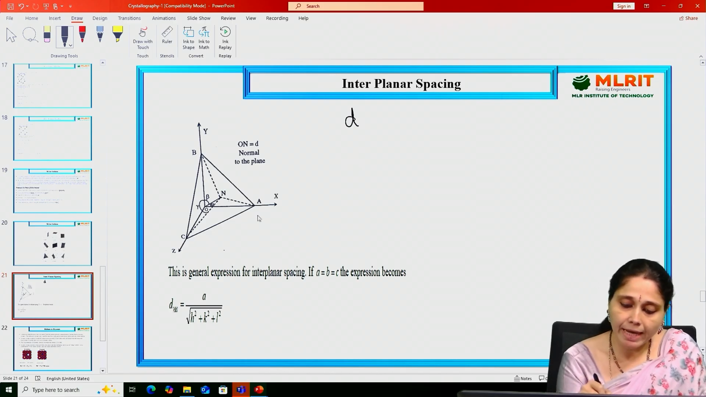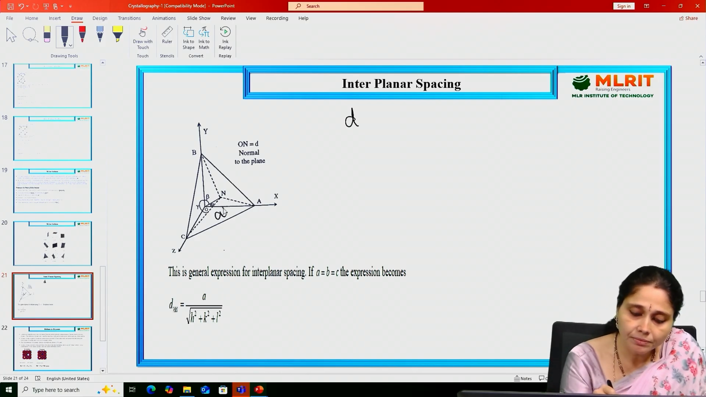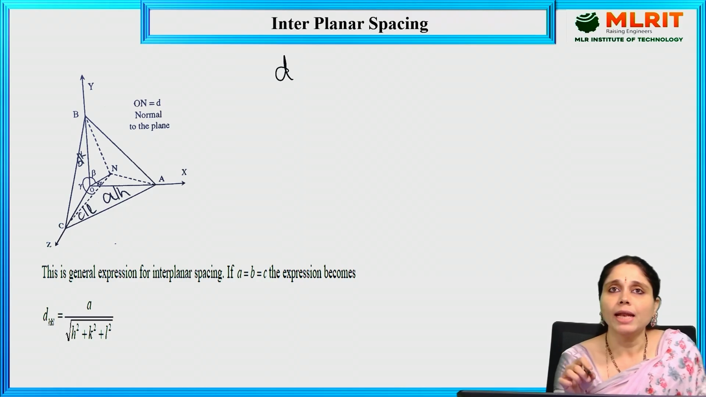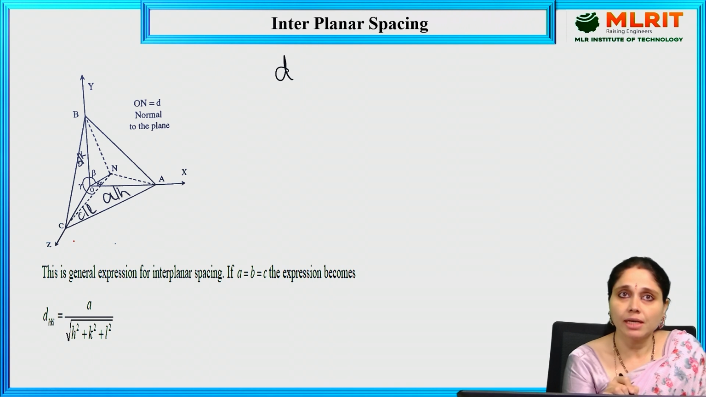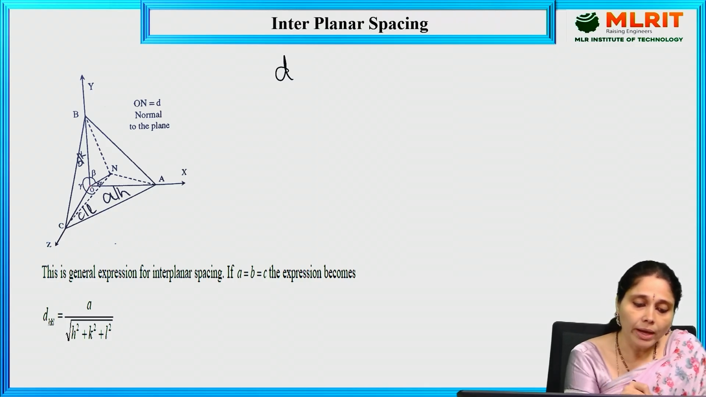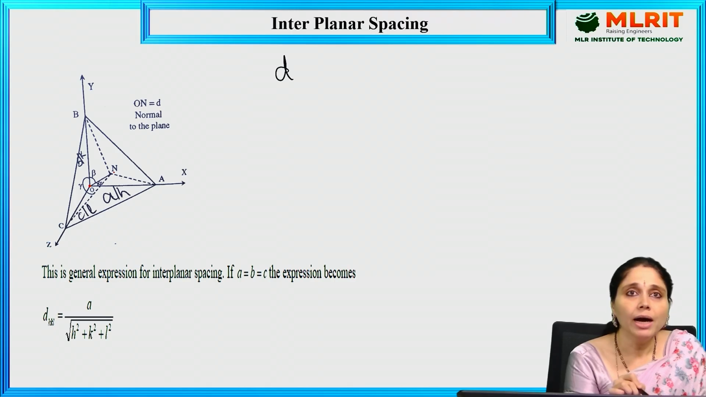This diagram represents the XYZ plane where OA is equal to A by H, OB is equal to B by K and OC is equal to C by L. In order to calculate the interplanar spacing D, let us consider this figure. This figure contains the representation of a plane along the X, Y and Z axis. Here O is the origin where ON is the normal, and OA is the representation of unit length A along with the Miller indices.